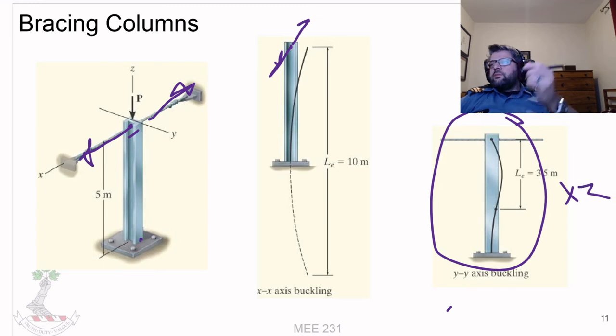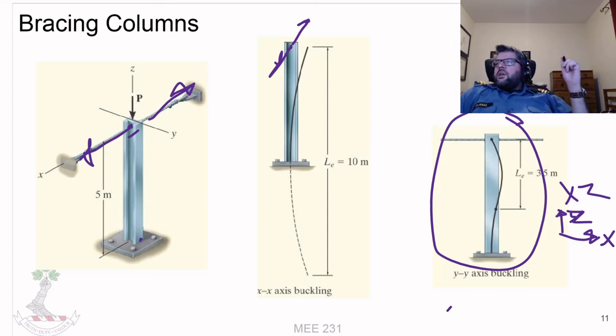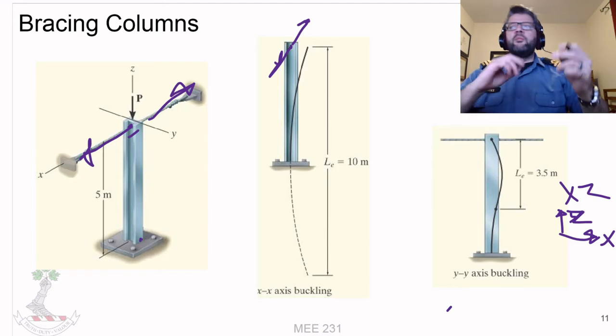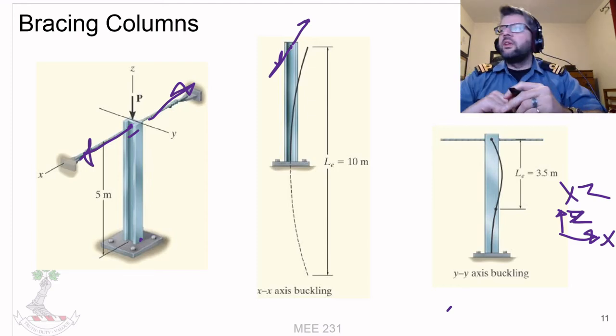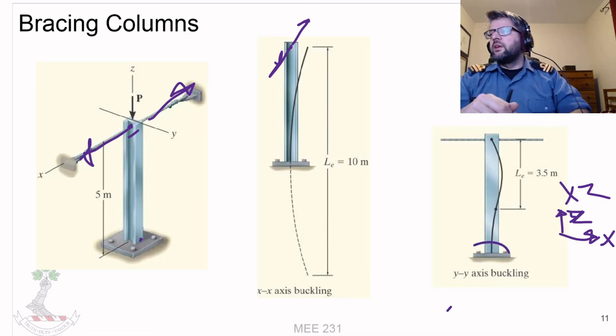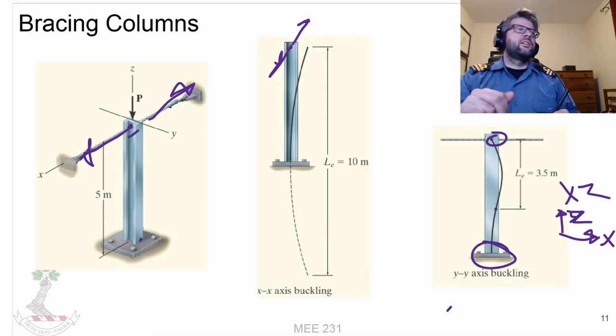So, yeah, XZ, let's just, so if we're looking at the XZ plane, then the form of buckling would involve bending about the Y-axis. So here, that would look like it's fixed at this end and pinned at this end.